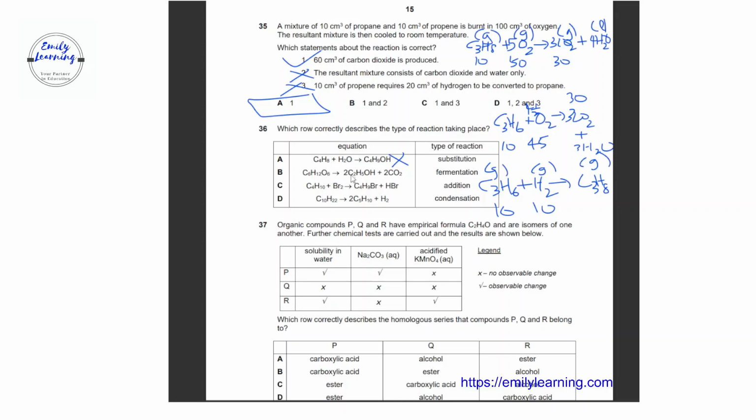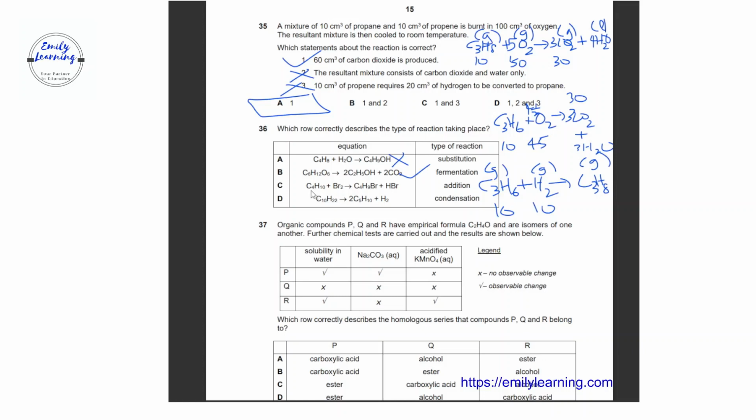The C6H12O6, it's your glucose. You get C2H5OH plus 2 CO2. This is fermentation, correct? So your glucose ferments to form ethanol and carbon dioxide. This is fermentation. So B is correct.